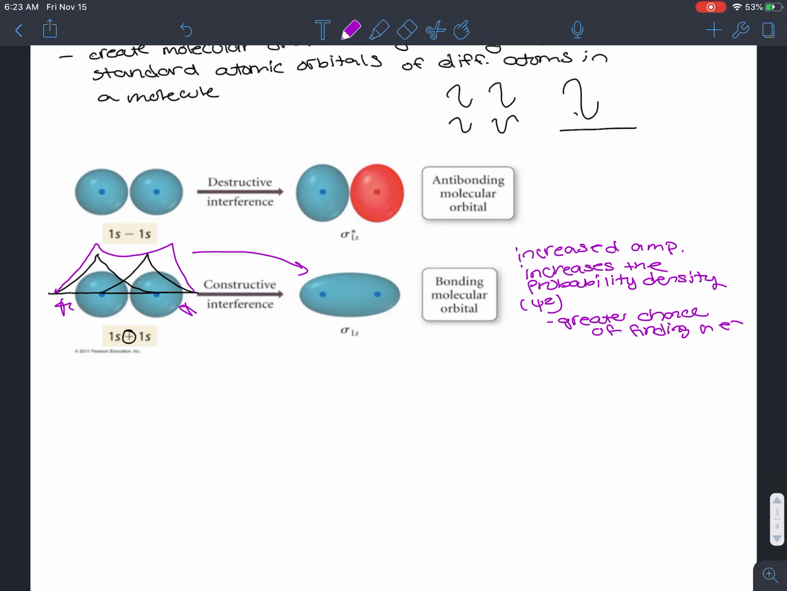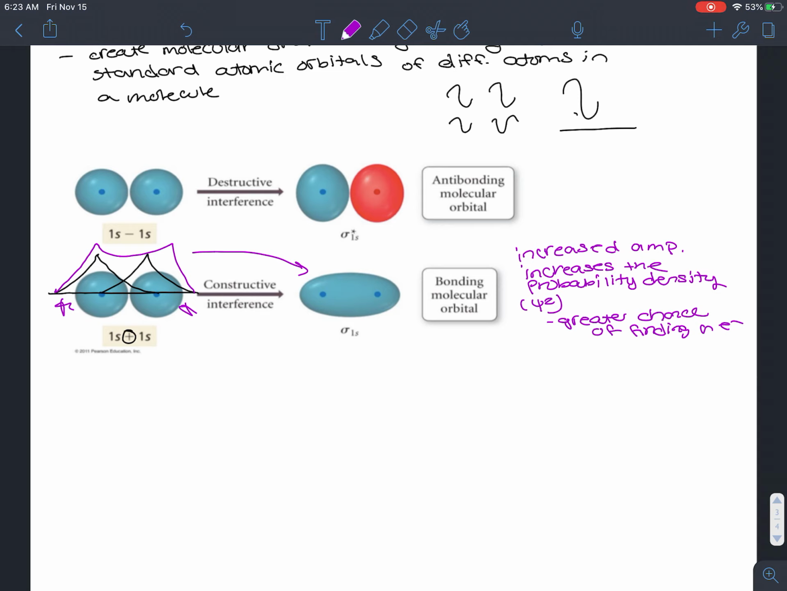So because you can see here how the waves are in phase and connect, they then combine to form an even bigger wave. And that bigger wave is that molecular orbital, which gives us an even greater chance of finding an electron because of the increased amplitude.